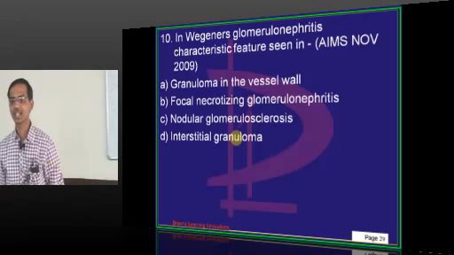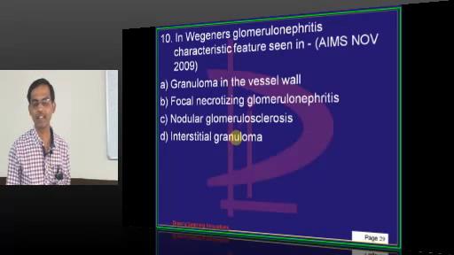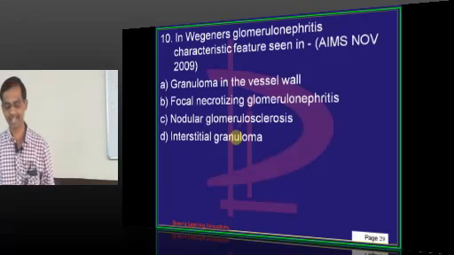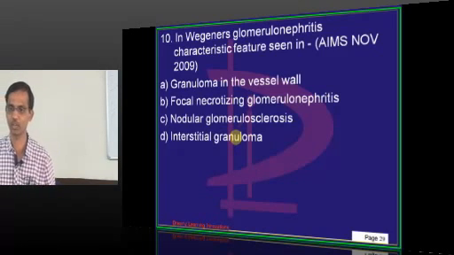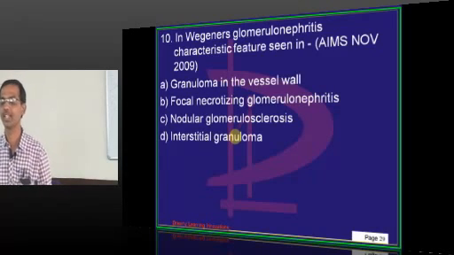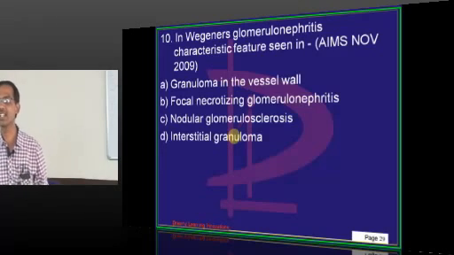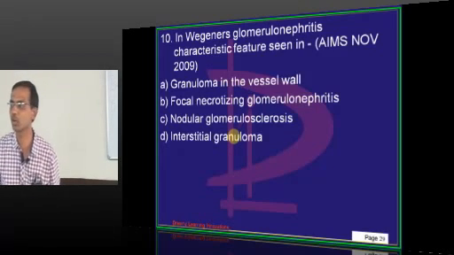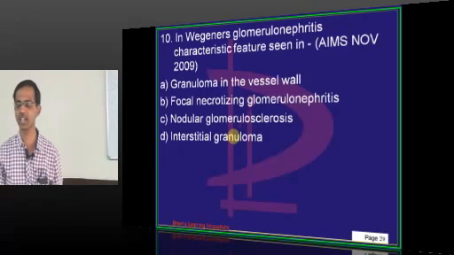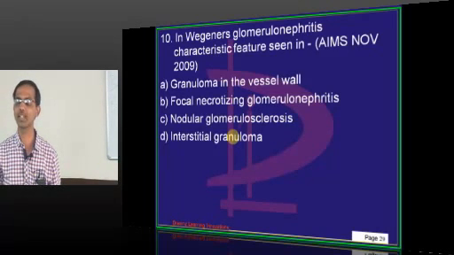In Wegener's granulomatosis, we are talking about the secondary manifestations. Wegener's granulomatosis, you know, is a vasculitis syndrome that involves the vessel walls, medium-sized vessel walls, and it is characterized by necrosis. The hallmark feature in Wegener's granulomatosis is necrosis. It can involve so many organs secondarily.